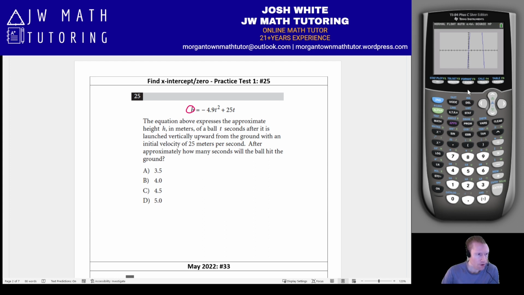Okay, so we're now looking for the values where the height is 0, or in other words, the y value is 0. One of them is obviously right here at the origin. That's not the one we want. That's before the ball actually leaves the ground and goes up and then comes back down. We want this one, right over here. So all we have to do is go second trace and then go to zero.